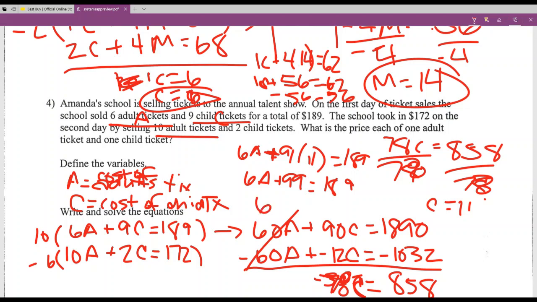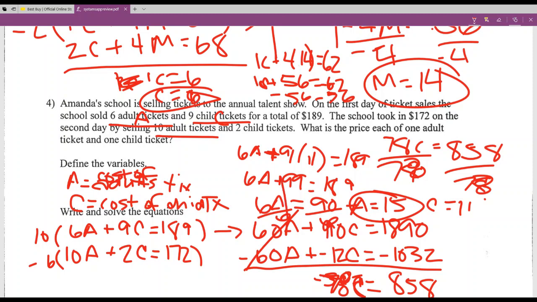So we got 6A equals 90. So divide by 6. A equals 15. I'm sorry, that is kind of tight in here, but my pen isn't working, so I can't write as small as I would like to.